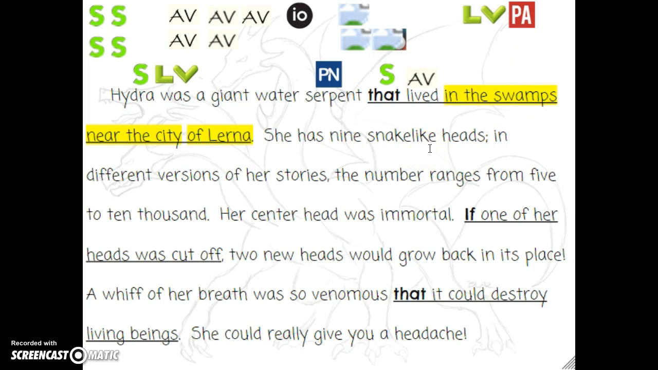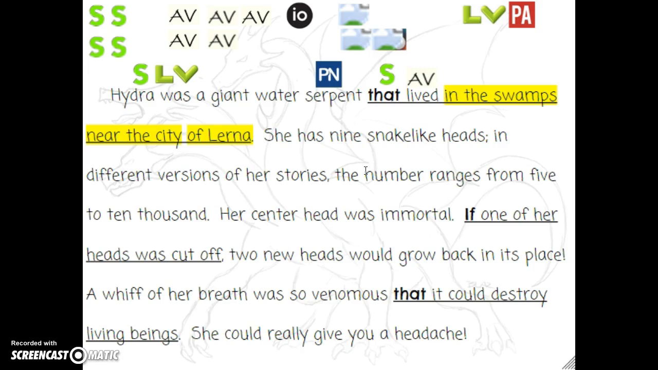On to the next sentence. She has 9 snake-like heads. In different versions of her stories, the number ranges from 5 to 10,000. So let's look at, we've got a compound sentence. I see a semicolon here, so we're going to have a compound sentence. Let's look at just the first part of the sentence. She has 9 snake-like heads.